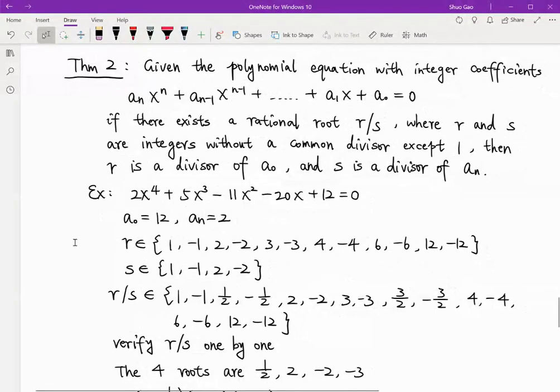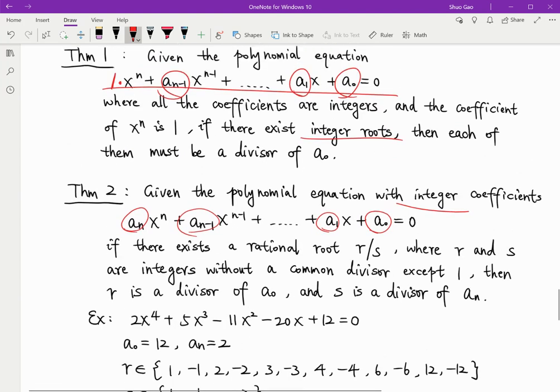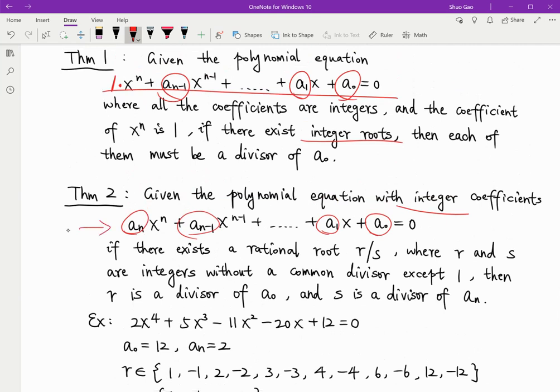And the second theorem, given the polynomial equation with integer coefficients, that means that all the a's here are integers, right? And we have this form. So the difference between this equation and this equation is that this is a more general case because the coefficient of x to the n is an. It doesn't necessarily have to be 1. So that's the difference between the 2 equations. So theorem 2 is more general.